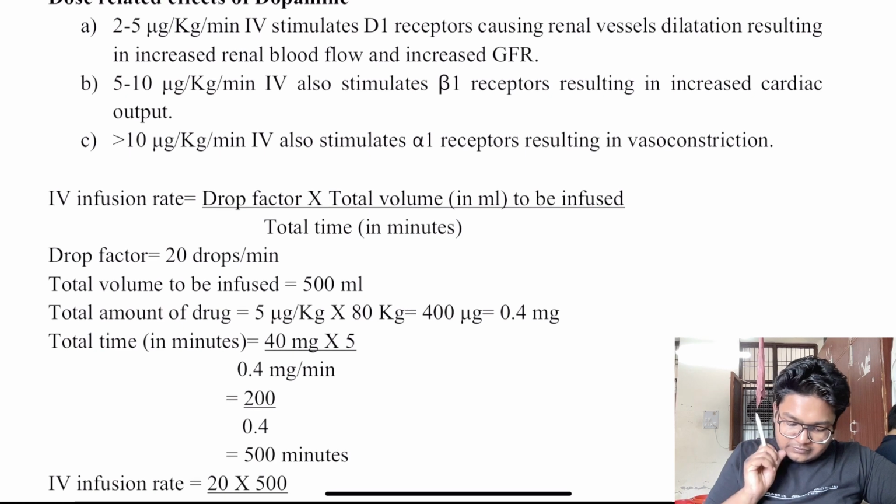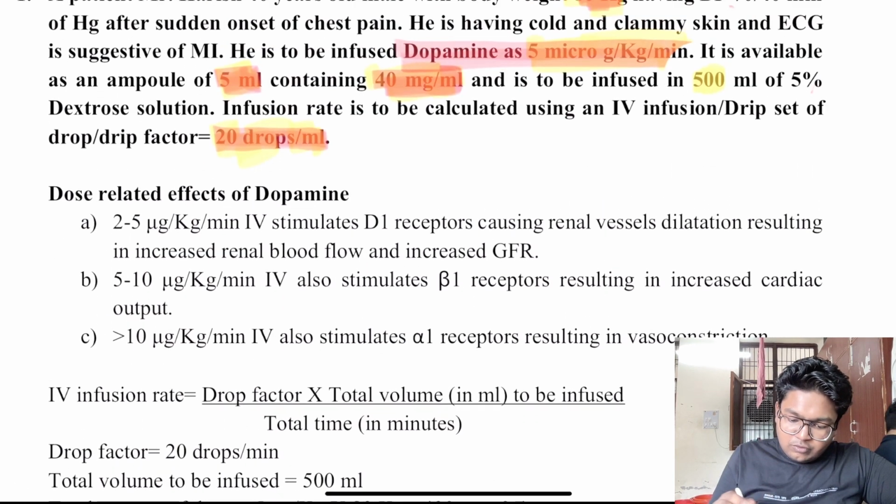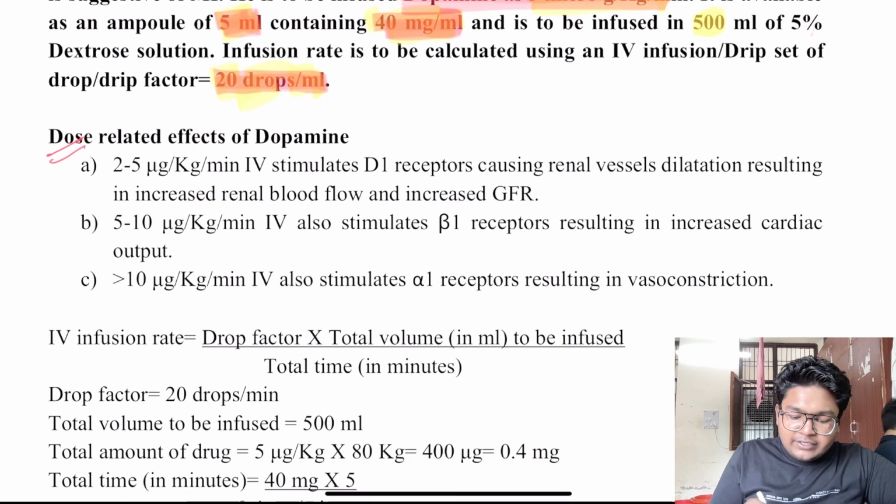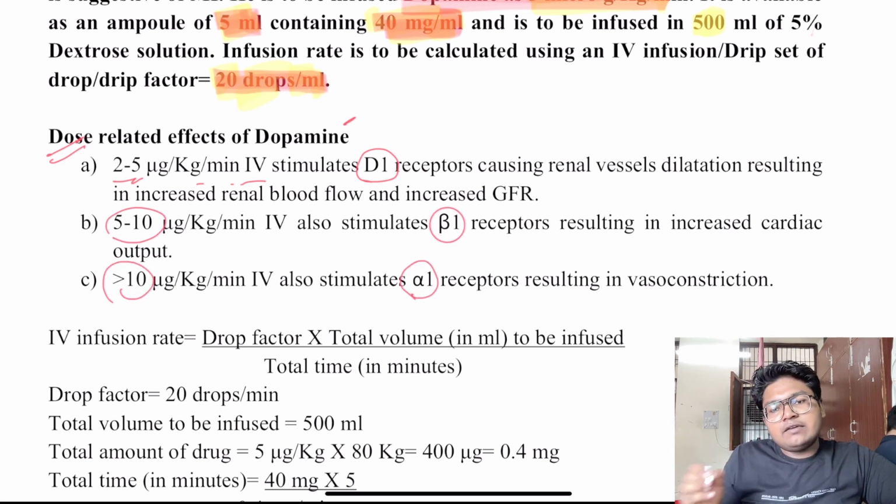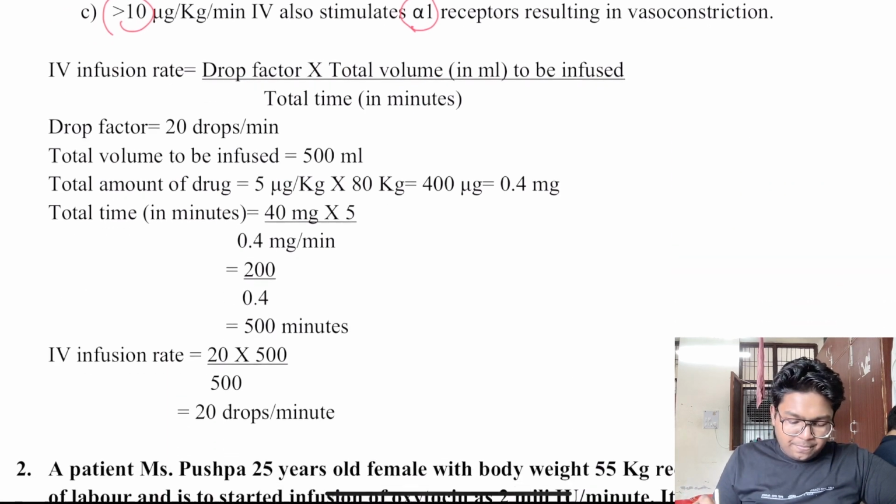So let's start. First of all, we should know about the dose related to dopamine: 2 to 5 microgram per kg per minute, only D1 receptors are stimulated; 5 to 10, beta 1 and D1 are stimulated; and more than 10, alpha 1, beta 1 and D1 are all stimulated in the body.